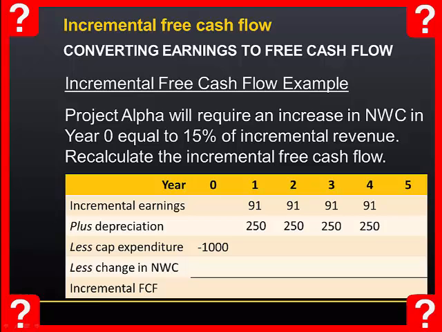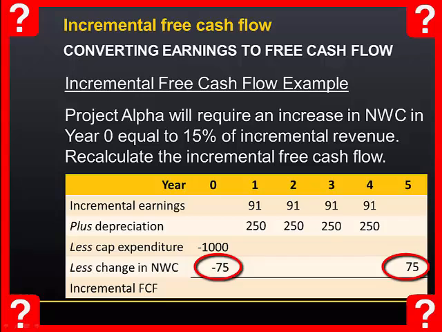In this project, incremental revenue is $500 per year, and therefore we need net working capital over the life of the project equal to 15% of $500, or $75. We have a cash outflow of $75 at the beginning of the project and a cash inflow of $75 after the project is completed.